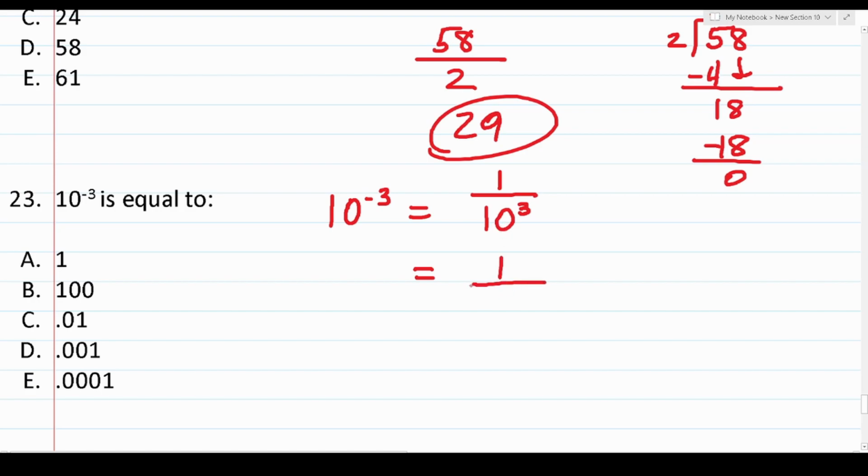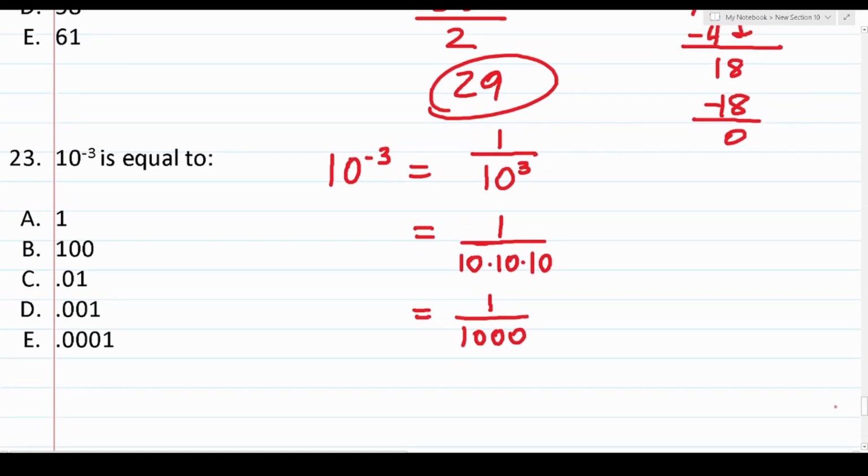Again, 10 to the third is the same as 10 times 10 times 10. That is 10 by itself 3 times. So let's see what that is. 10 times 10 is 100. 100 times 10 is 1,000. Unfortunately, 1 over 1,000 isn't one of our answer choices, and so we have a few options as to how we can proceed.